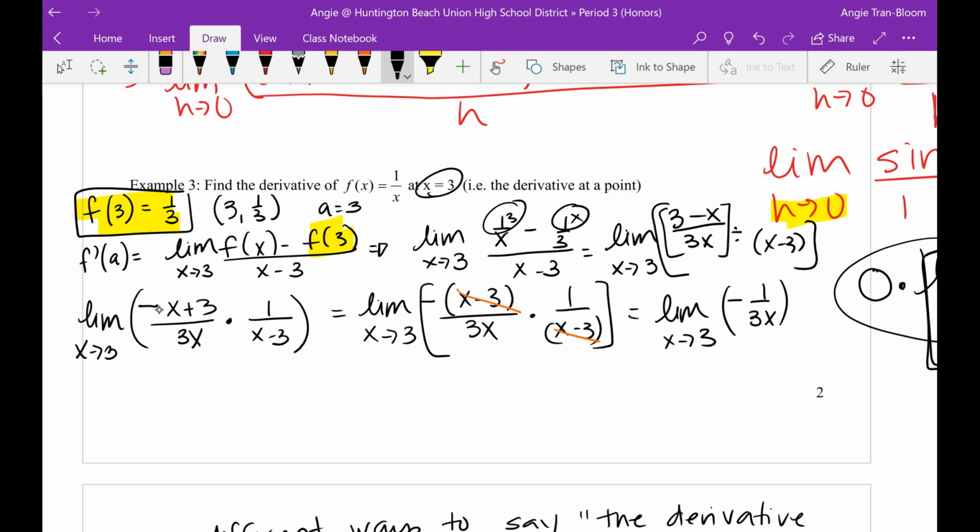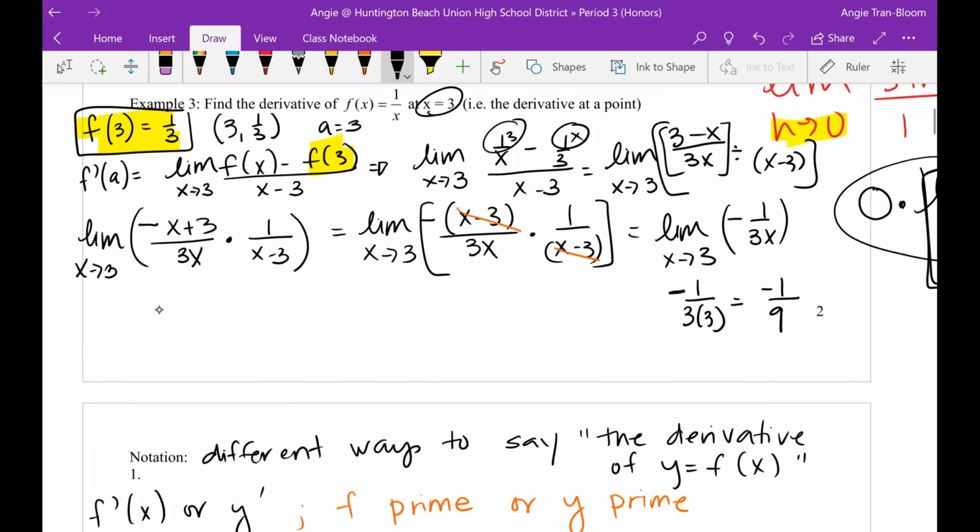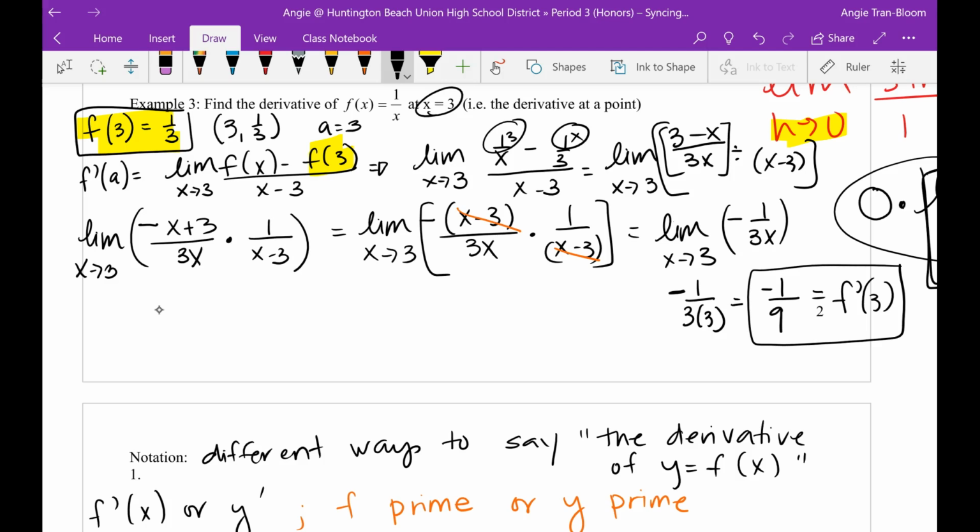As you can see, I'm kind of at the end. Now all I have to do is plug in your a, or your x really. As x approaches 3, by substitution, my derivative at this location is negative 1 over 3 times 3, which is negative 1 over 9. So this is the derivative at a point. In this case, the point is when x is 3. So that is the final answer for the derivative when x is 3.